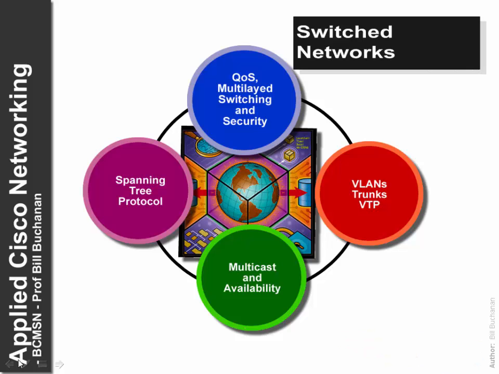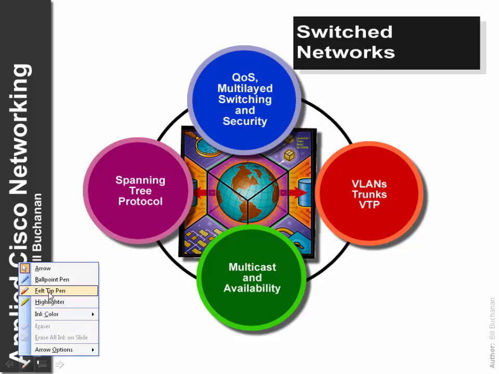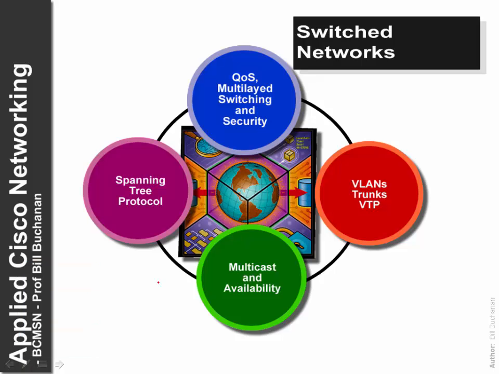This lecture focuses on the Cisco BCMSN certification and provides a basic introduction to switched networks. The main areas that we'll look at as part of the certification include the Spanning Tree Protocol, multicast and general availability, VLANs, trunks and VTP, quality of service, multi-layer switching and security. The first part is just a basic introduction to switching.